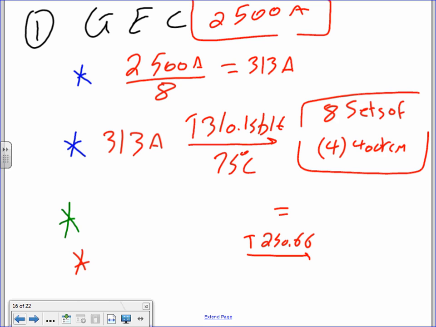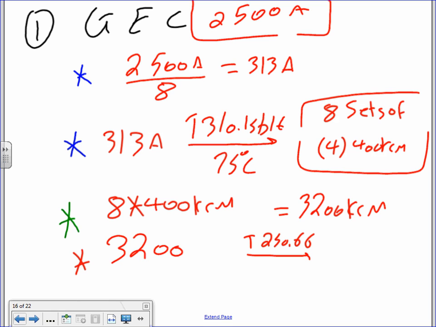Okay, so that's the conductor to carry the amps for the switchgear. Then you take the 8, you multiply it by 400 kcmil, and that will get you, gentlemen, 3200 kcmil. Then you take the 3200 kcmil, take it to table 250.66, and gentlemen, you will have one conductor, 3/0 AWG.